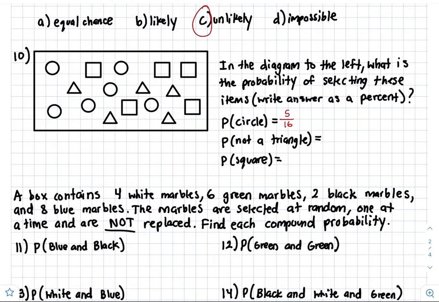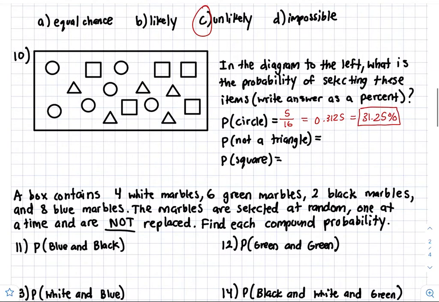5 out of 16. And to find the percentage, you have to do 5 divided by 16. If you do 5 divided by 16, this is going to give you 0.3125, and if you make that a percentage, that's a 31.25% chance. Divide 5 by 16 and you get 0.3125. Move the decimal place 2 to the right to get the percentage.